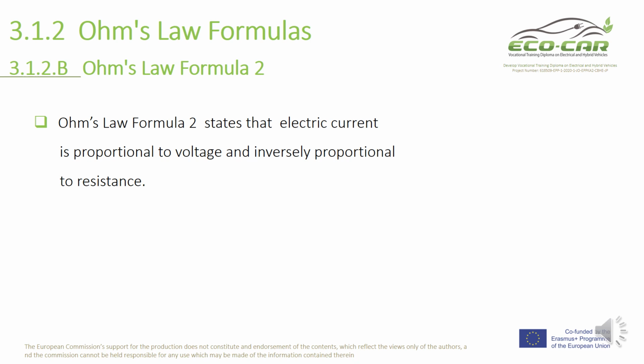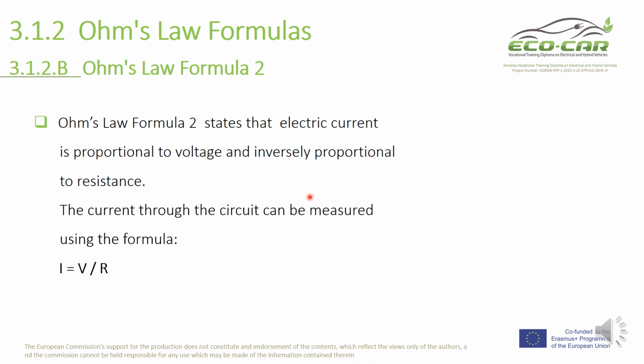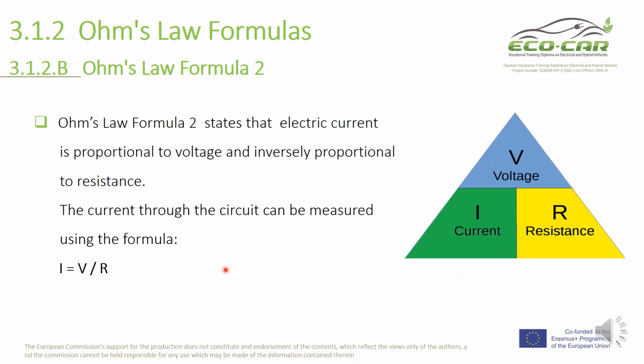Formula number 2 states that electric current is proportional to voltage and inversely proportional to resistance. The current through the circuit can be measured using this formula: I equals voltage divided by R, resistance. So this triangle shows that when the voltage is known and also the resistance, we can calculate the current, voltage divided by resistance.